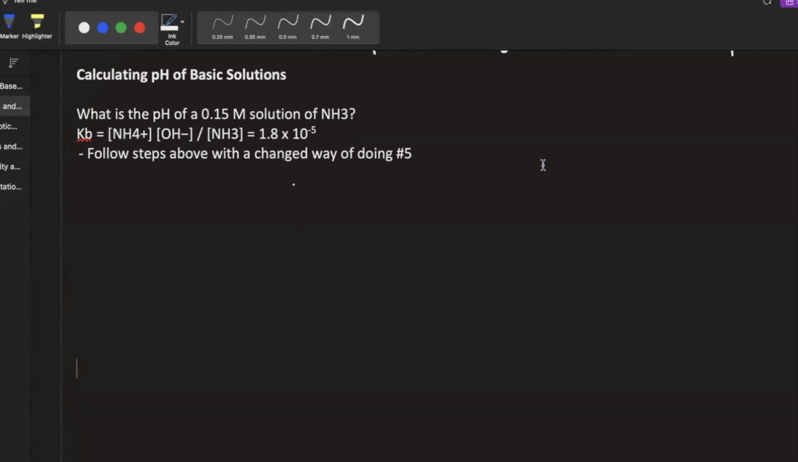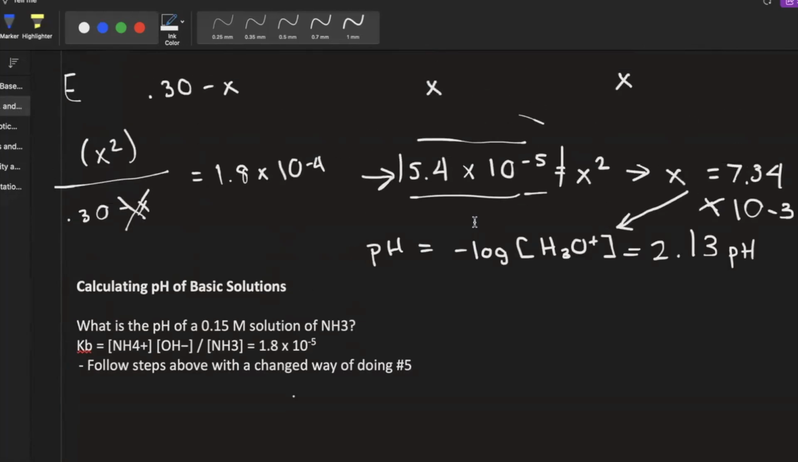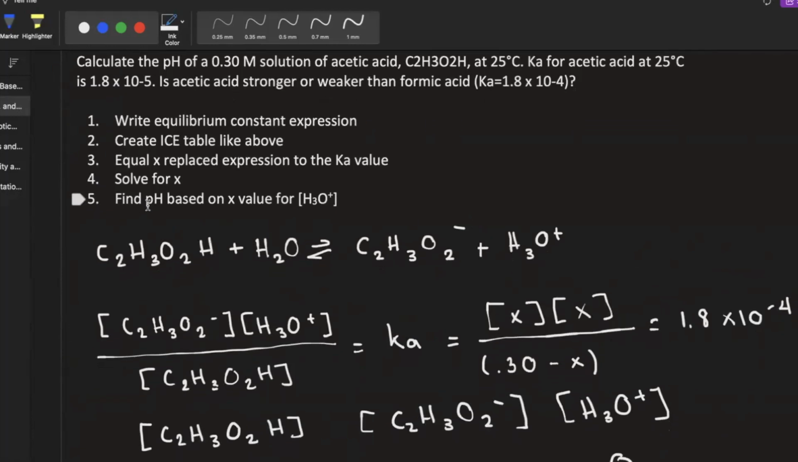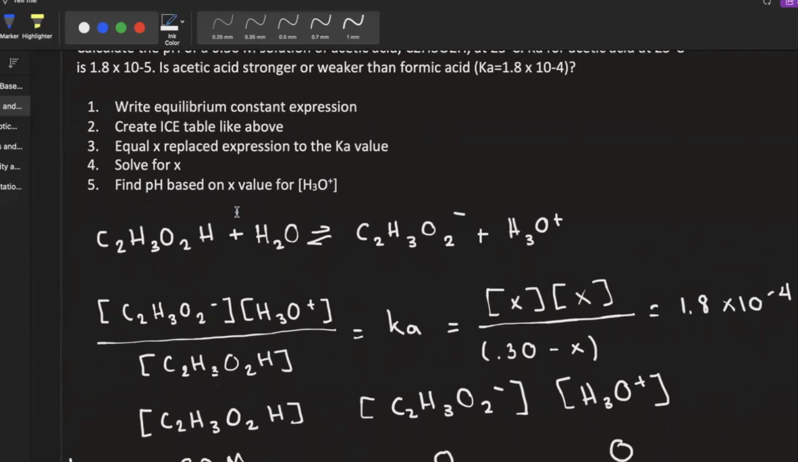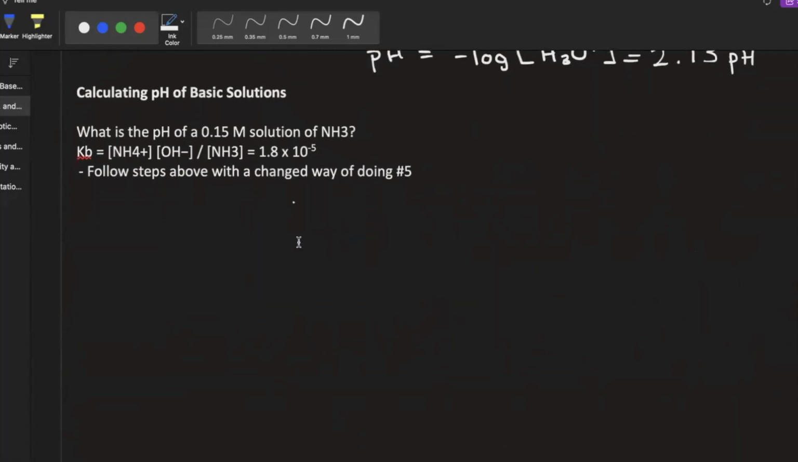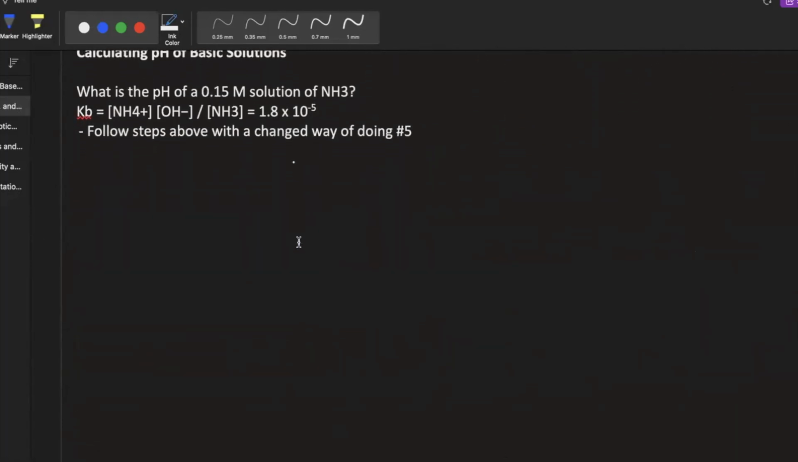Essentially, we're going to do the same thing as in the previous problem, but instead of finding pH based on the x value of H3O plus, we're going to find the pOH value based on the value of OH minus. So we're going to follow the same problem. What is the pH of a 0.5 molar solution of NH3?